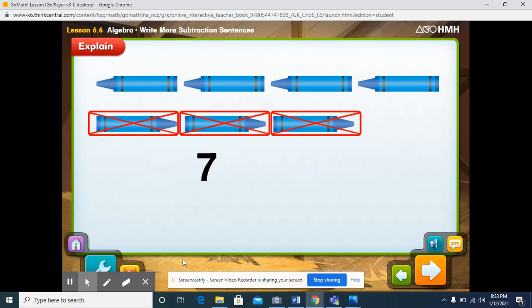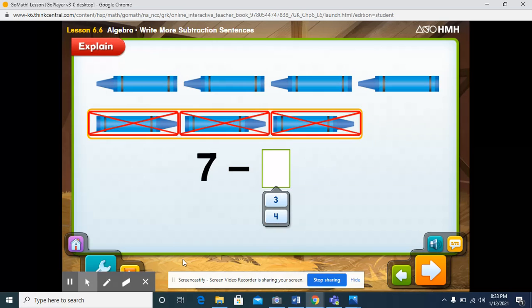Let's complete the subtraction sentence. This is the minus symbol. Remember, the minus symbol means to subtract. The next number in the subtraction sentence shows how many crayons are taken from the set. How many crayons are taken from the set? Select the number. How many crayons did we X out? Good, 3. Good job! 3 crayons are taken from the set.